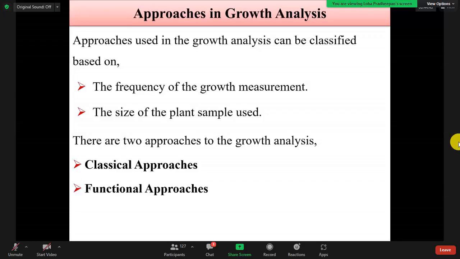So these two approaches, the classical approach and the functional approach, are based on the interval at which we are taking the sample, the frequency at which the growth measurements are taken, and also the size of the plant sample we are taking for the measurement. Based on these, we have two approaches, the classical approach and the functional approach.